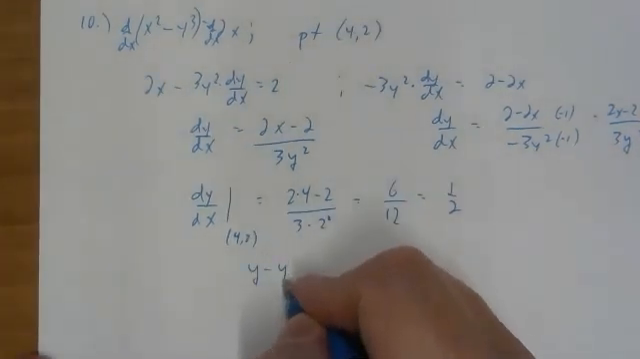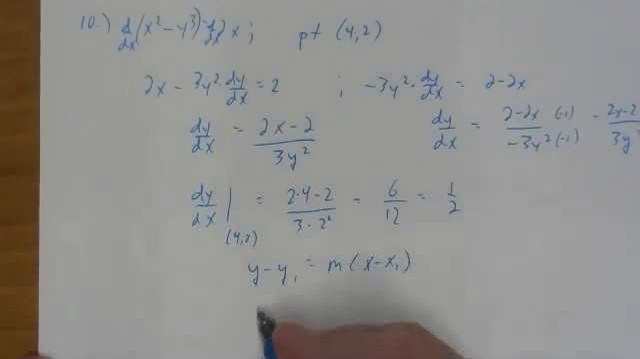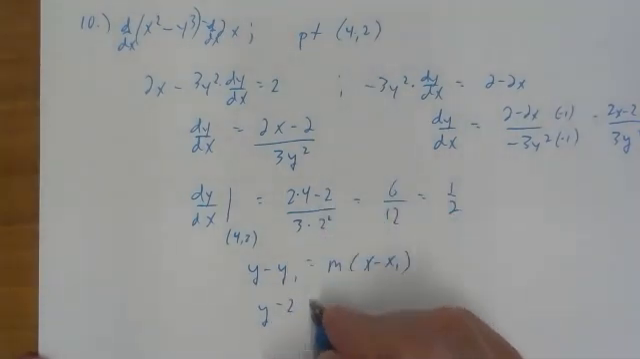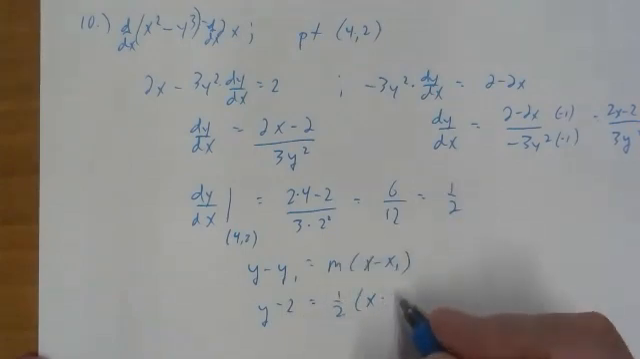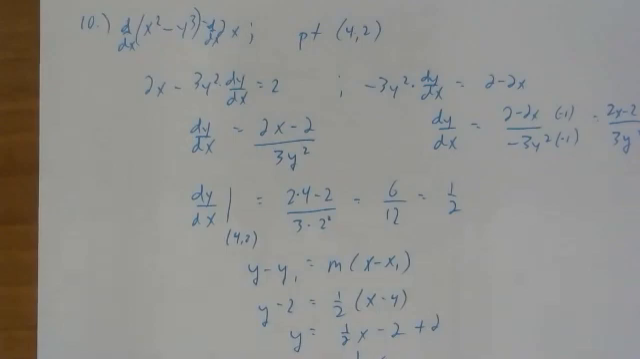So now point-slope equation. y minus y of my point, which is 2, equals my slope 1/2 times x minus x of my point, which is 4. Get the y by itself: 1/2 x minus 2 plus 2. Looks like the equation of the tangent line is y equals 1/2 x.